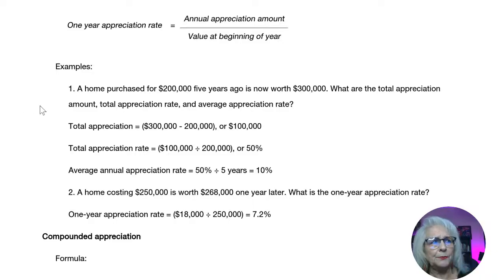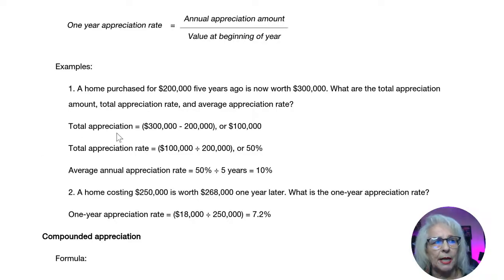An example: a home purchased for 200,000 5 years ago. How many years? 5 years ago. Pay attention to that. It is worth now, in today's market, 300,000. So they bought it for 200,000 5 years ago, and now it is worth 300,000 in 2026. What are the total appreciation amount, total appreciation rate, and average appreciation rate? What is the average appreciation rate across all the years?